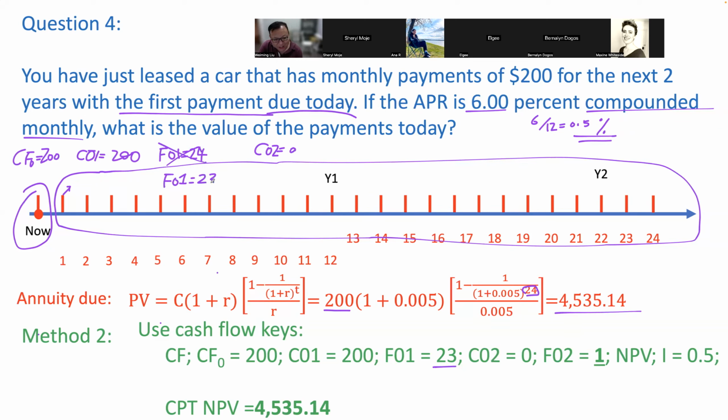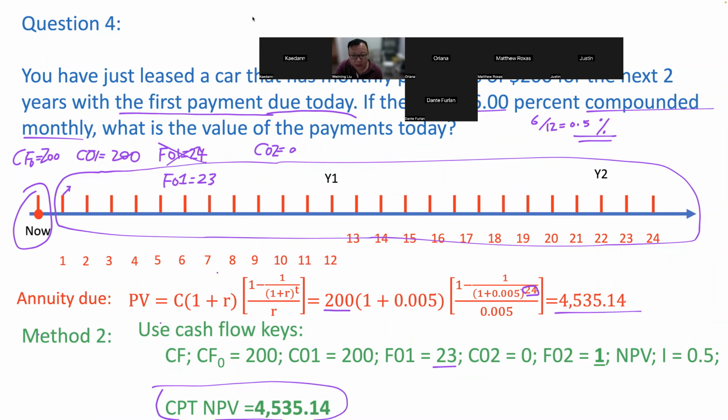Why? You count it, right? If you counted it, in total it is 24, but for today you made one payment. So whatever is left is 23, right? You have to be really careful here. It could be a place where we can easily make a mistake, okay? Then we calculate the result, and the result is the same, 45.35, 14 cents.